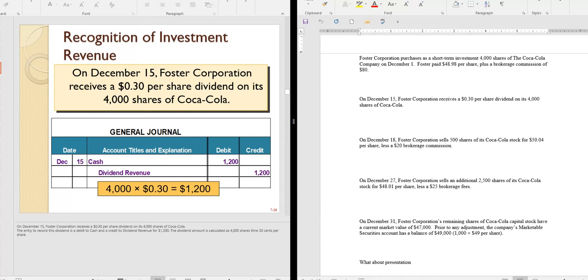Okay, the next slide, we hope to earn dividends on our shares, and in this case, they earn a 30-cent share dividend. So 30 cents times 4,000 shares is $1,200, so I have dividend revenue. So dividends are revenue, it's as simple as that.